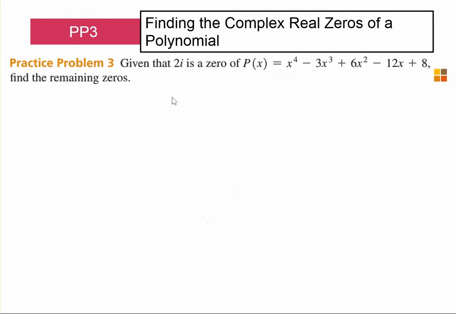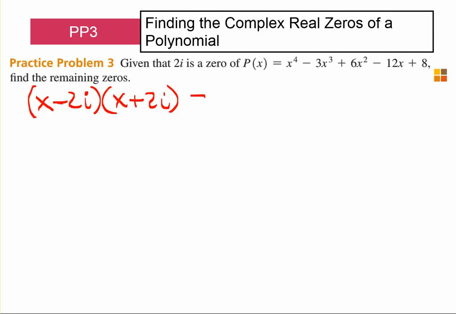All right, so we'll go for it. Given that 2i is a zero, we've got a few things here in our hands. Don't we automatically assume x minus 2i is a factored form? Also, don't we assume that x plus 2i is also a factored form? Cool, let's multiply that out and see what we get.